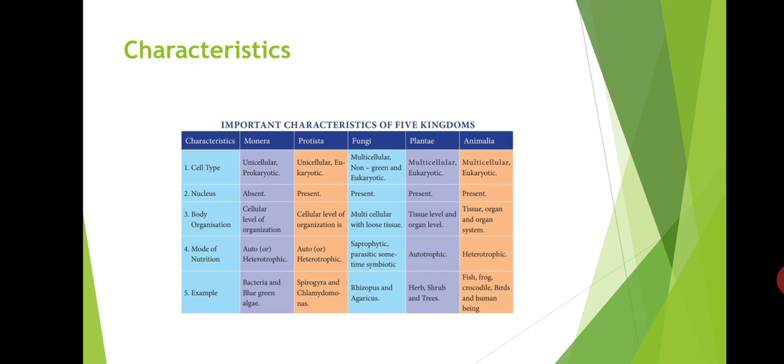And then the examples. For Monera, it is bacteria and blue green algae, and for Protista, it is Spirogyra and Rhizopus. And then Plantae, it is herbs or shrubs. And Animalia, if we take, even the human being is an example for Animalia.